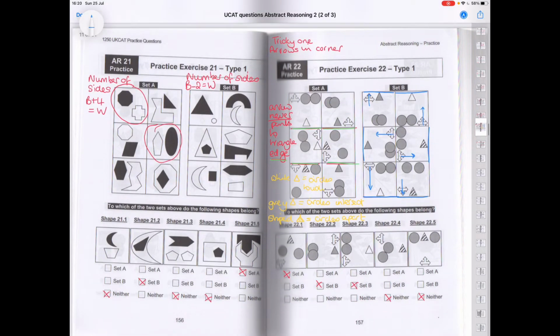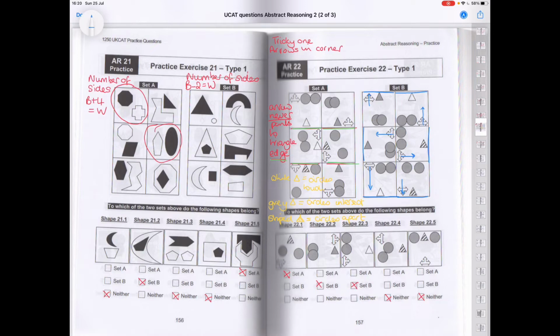In number 21, on the left hand side in set A, the black object has 4 fewer sides than the white object, so black plus 4 equals white sides. And in set B, black minus 2 equals the white sides.